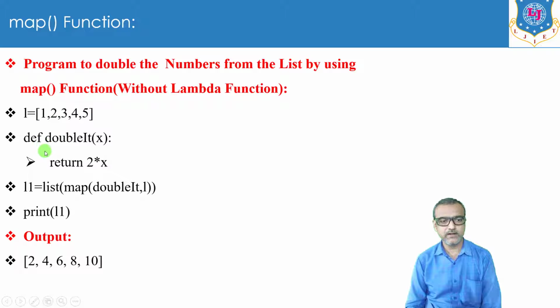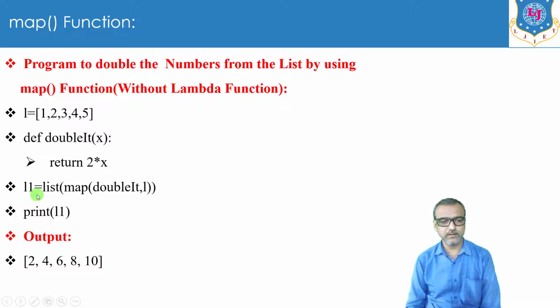Now we are creating a function. Here we have created a normal function, that is def. This is the name of the function, doubleit, and this is the argument x. Don't forget to write down this colon. And in the body of the function we have written 2 multiplied by x.